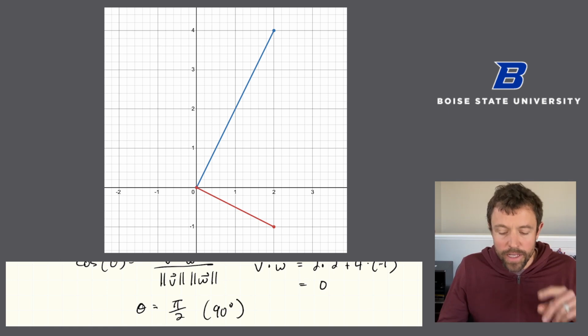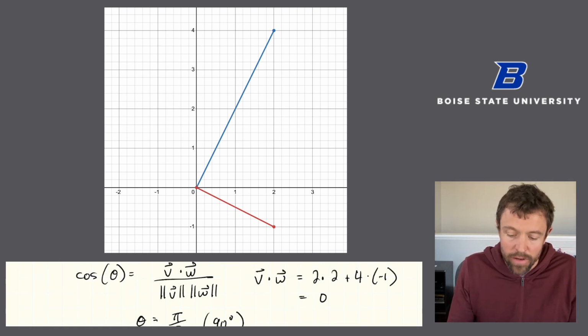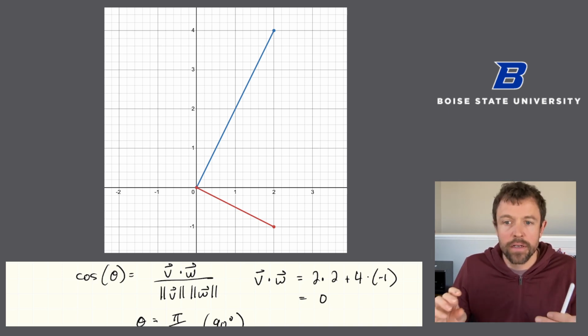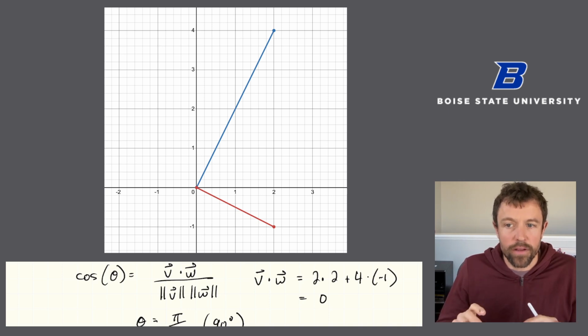And what you realize is it doesn't matter what the lengths of the vectors are. The only way for this quantity to be 0 is for the top to be 0. So vectors will be perpendicular if their dot product is 0. And that's going to work as well in 3 dimensions, because the same formula applies. Vectors will be perpendicular when their dot product is 0.